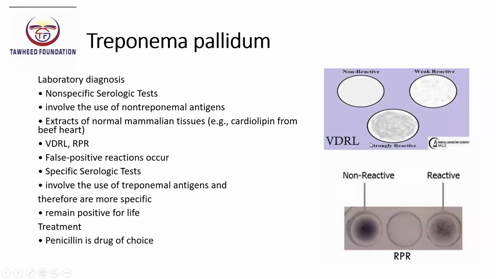As you can see, the images of the VDRL test and RPR test show a non-reactive reaction and a reactive reaction. In non-reactive, it is mixed properly, and in reactive, as you can see, there is some agglutination.